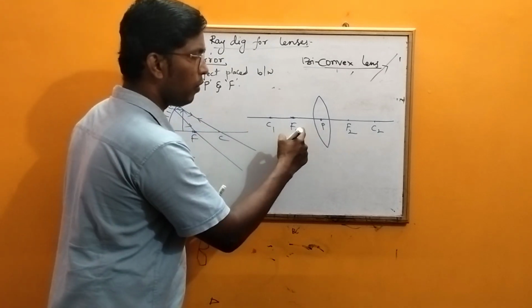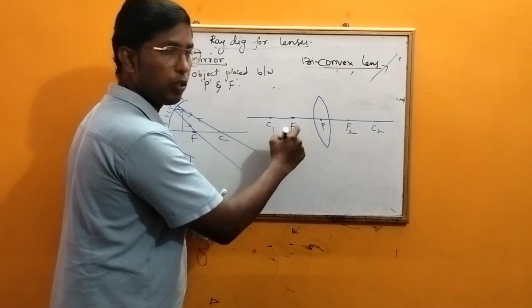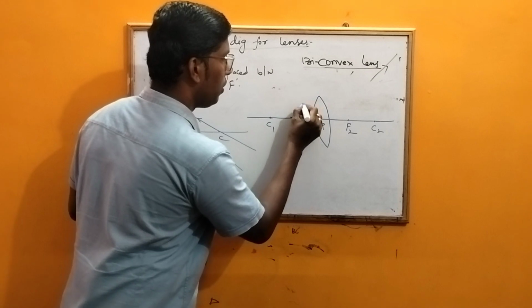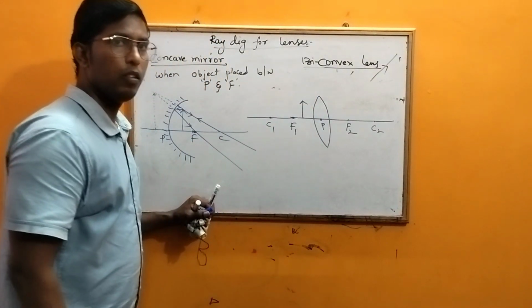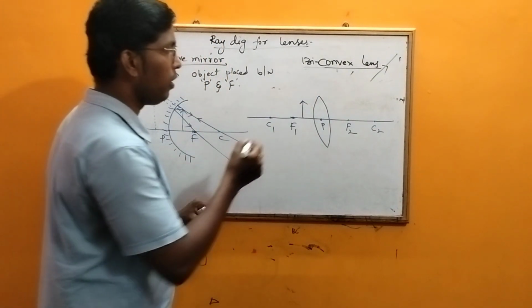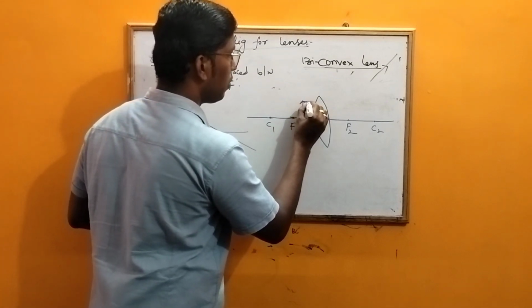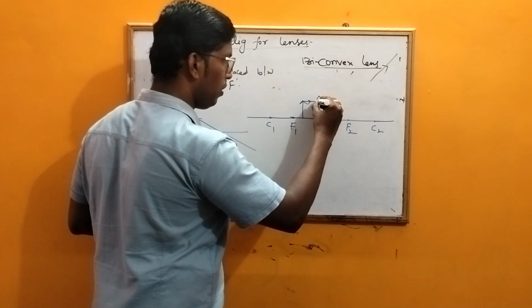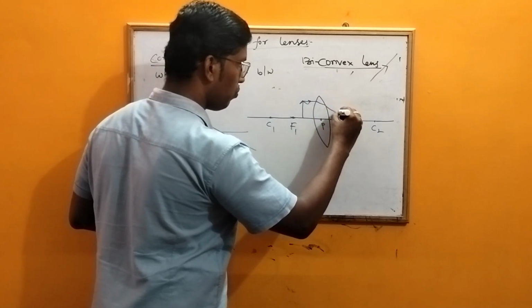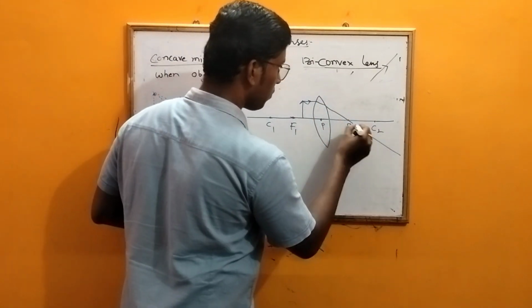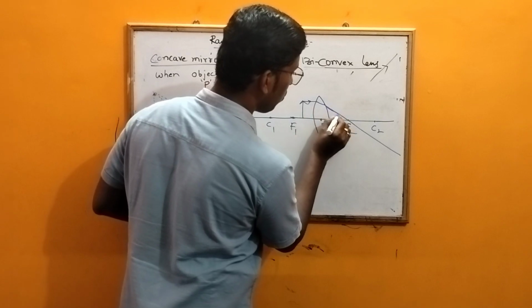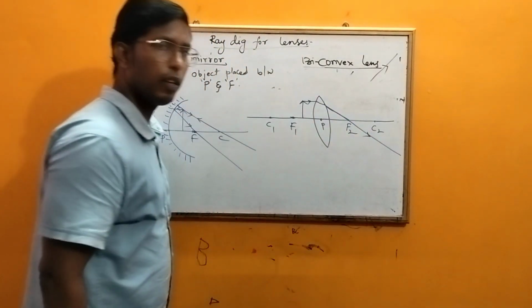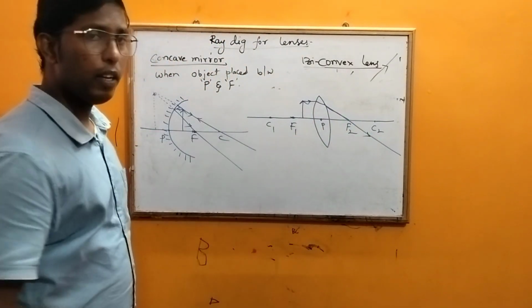Now here, between optic center and focus point, I'll place an object. What's the first rule? I have explained already. Parallel. Parallel. So what happened? Refraction. After refraction, it passes through focus point. Okay, it should be straight actually. Focus point. Clear? Now, what is another rule?